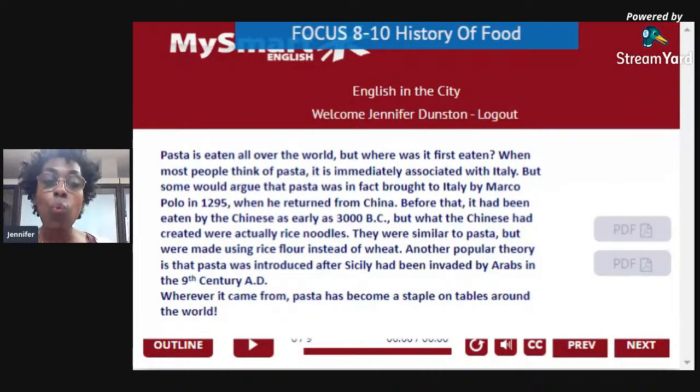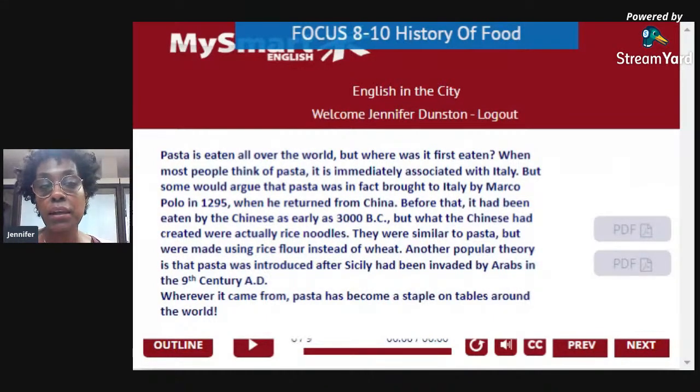We also need to consider why we use the passive, not just how we construct a passive phrase, but why do we need a passive? And there are two reasons why we use passive sentences. While you're thinking about the reason why, let's go through our text about pasta, the staple food, and see if we can find passive phrases in our text. Okay, we can start from the beginning of the text. Pasta is eaten all over the world. But where was it first eaten?